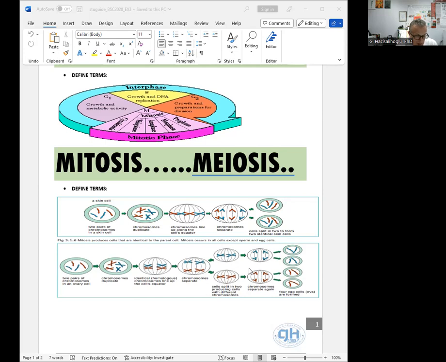So there is also a phase called G0. G0 means it's a non-dividing phase. Okay, so unlike other phases, it's not G1 or G2, it's G0, where a lot of cells after maturity go to this non-dividing stage called G0.